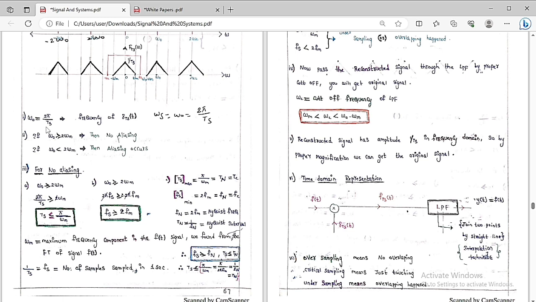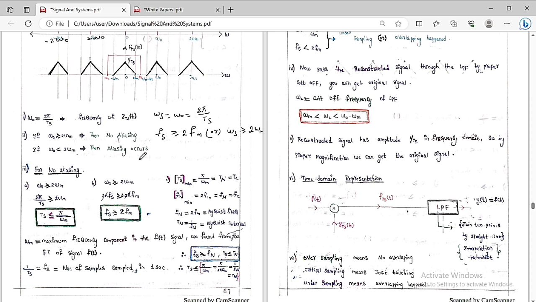I've already told you, no aliasing when fs is greater than or equal to 2 times fm. You can write it like this: omega s is greater than or equal to 2 times omega m. So omega s or omega naught, you can use either. If omega s or omega naught is greater than or equal to 2 times omega m, there will be no aliasing. Therefore we can get back the original signal from the reconstructed signal. But if omega s is less than 2 times omega m, or fs is less than 2 times fm, then aliasing is going to occur.